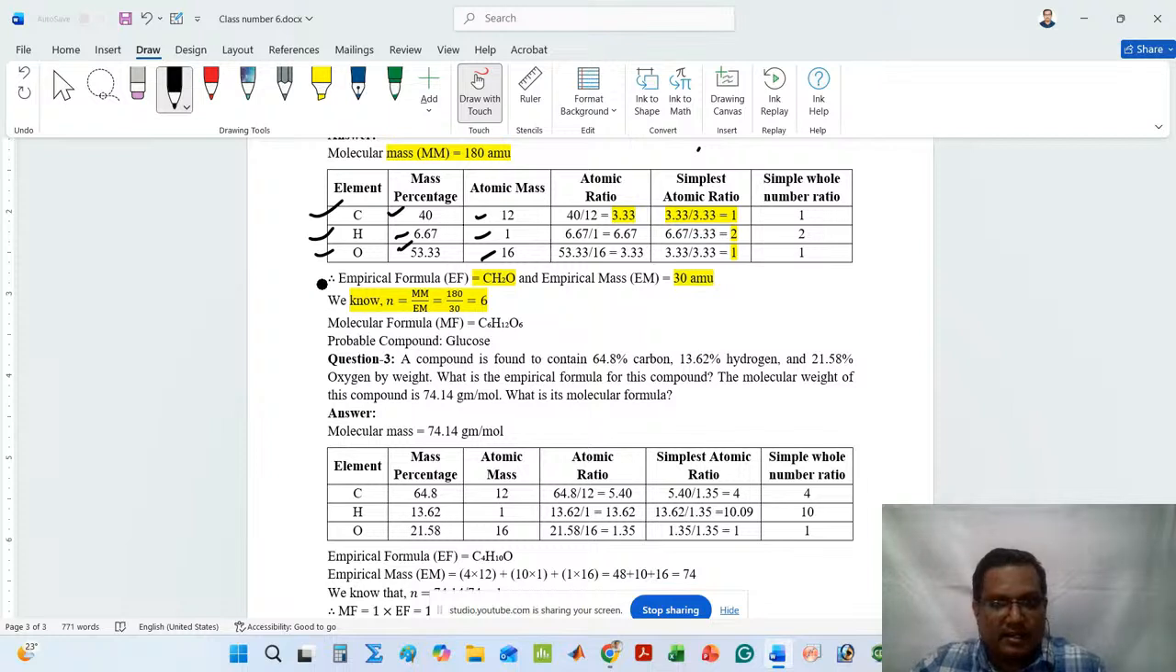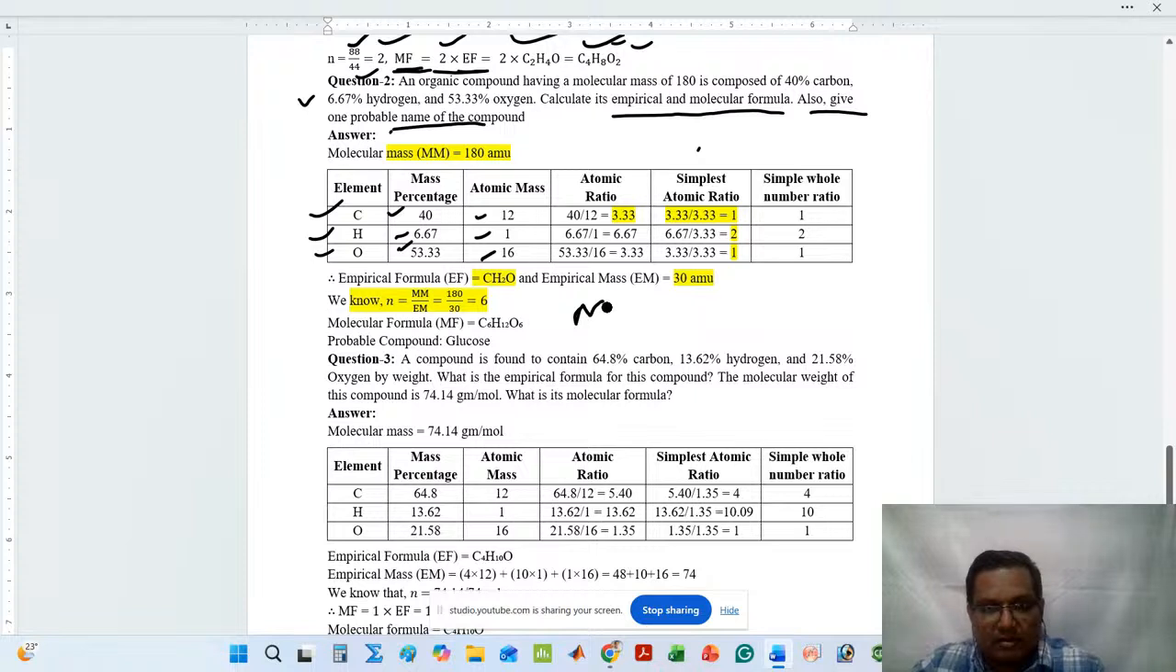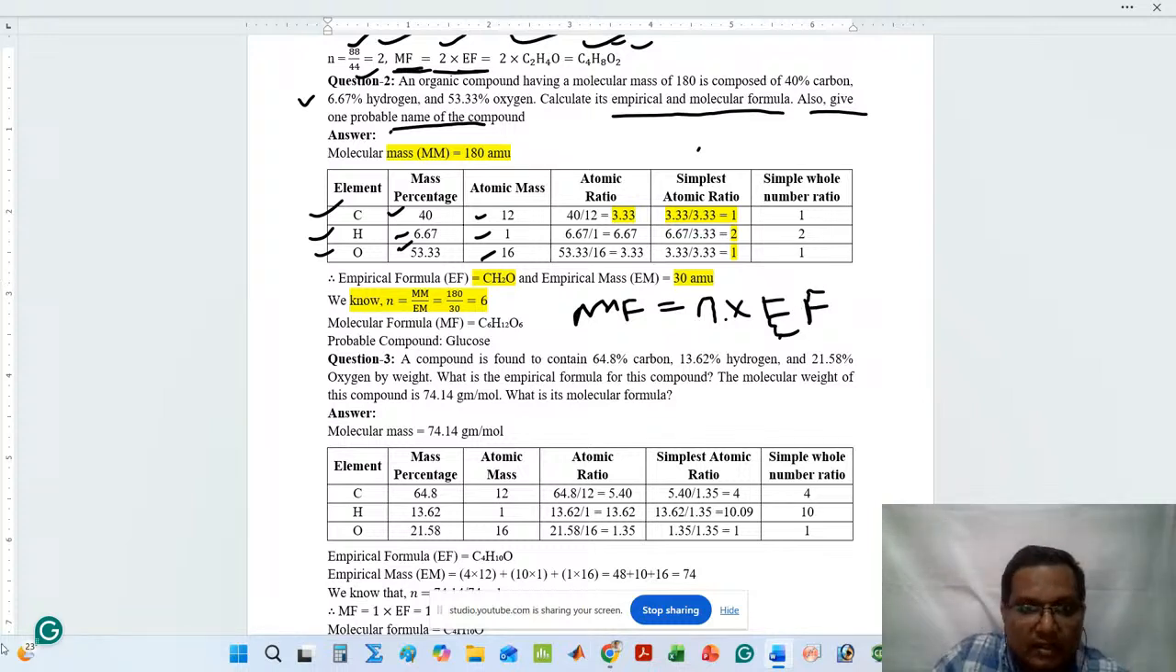Here I can write molecular formula equal to n into empirical formula. Look at that, the empirical formula is CH2O. So the value of n is equal to 6. So here I can write the molecular formula is C6H12O6.